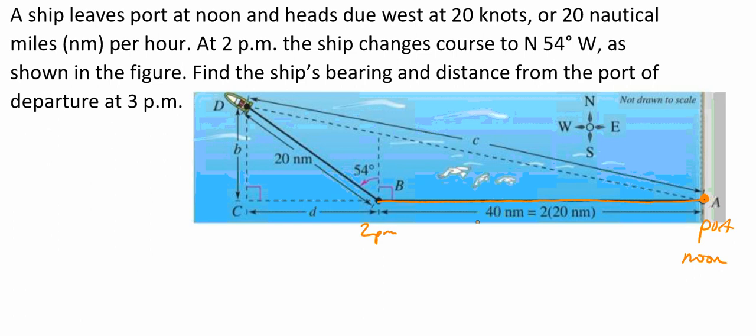Then the ship changed course and went north 54 degrees west, which is where we're at now. And they did that for 1 hour because we see that it was at 3 p.m. that we're checking. So if that was 1 hour, that tells us that that distance was 20 nautical miles.